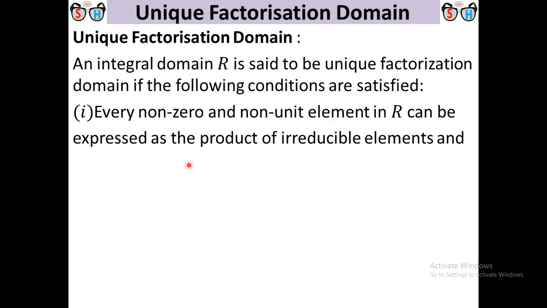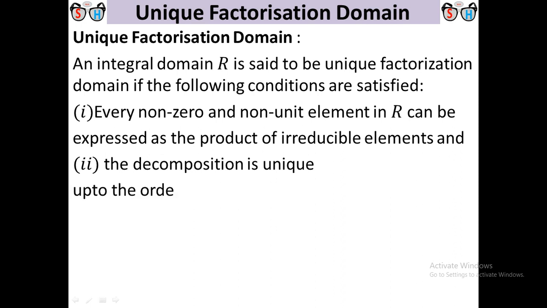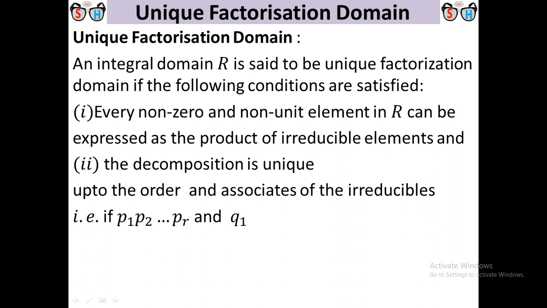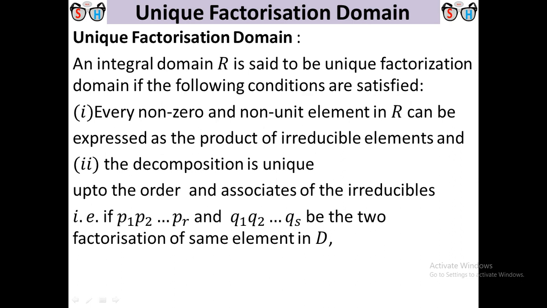Now this expression as a product of irreducible elements must be unique. Number 2, the decomposition is unique up to the order and associates of the irreducibles. Suppose an element has two representations, p1, p2, ..., pr and q1, q2, ..., qs, two factorizations of the same element. Then these two representations must agree: the number of factors in this expression and in that expression must be equal, that is, first r equals s.